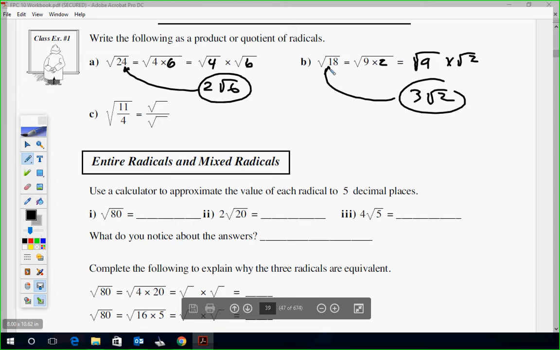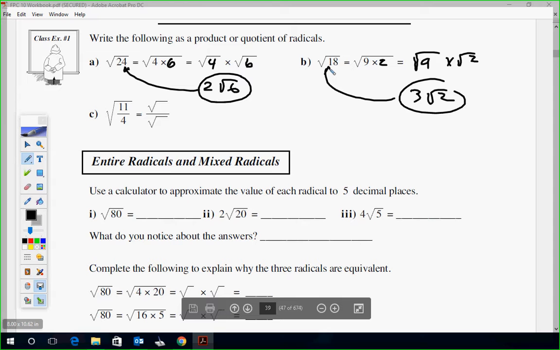This one had 4. This one had 9. Those are nice because square root of 9 is 3. Square root of 4 is 2. We can rewrite those as nicer numbers and no more radicals. So in general, as you're doing these, and we'll get to it in a second, kind of spoiler alert, you want to always find the biggest perfect square that goes into the number.